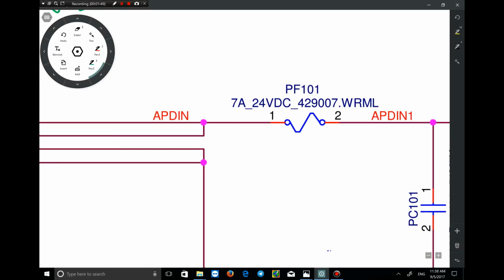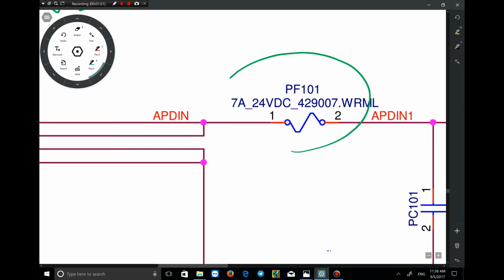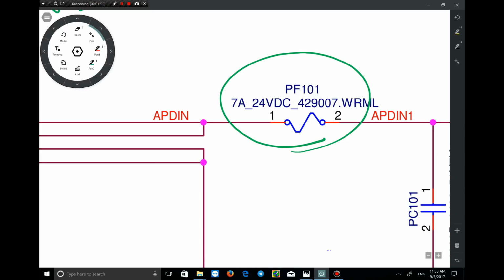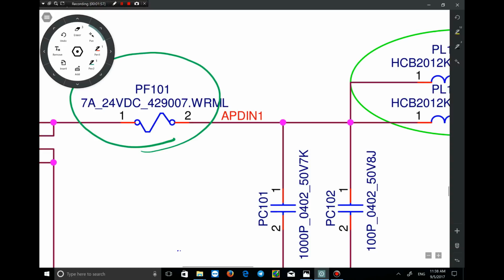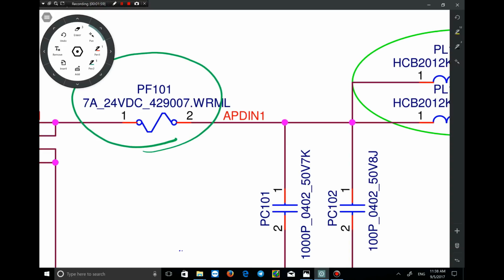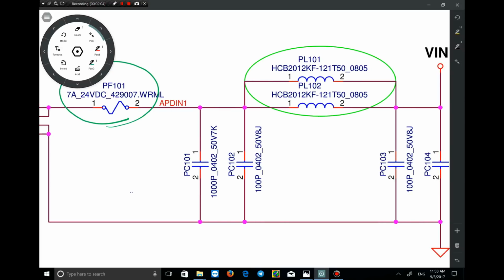The positive voltage of the adapter enters the circuit through fuse PF101. And if there is a disconnection, the fuse does its job. It means it disconnects the circuit.